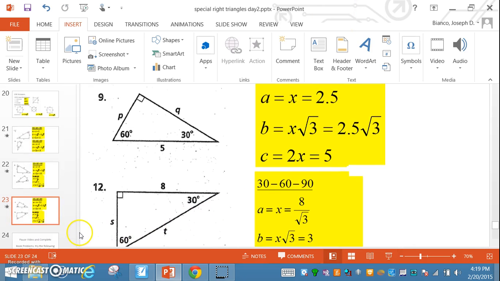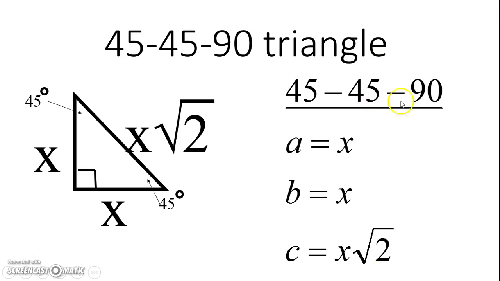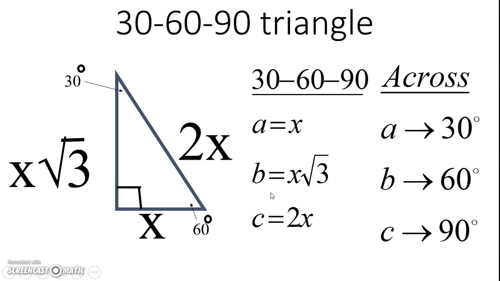So again, before we get into our last examples, let's review our 2 formulas. 45, 45, 90, A equals X, B equals X, C equals X root 2. Find out what you know, solve for what you don't. 30, 60, 90, A equals X, B equals X root 3, C equals 2X. Always across. A is always across from 30 degrees, B always across from 60 degrees, C always across from 90 degrees.